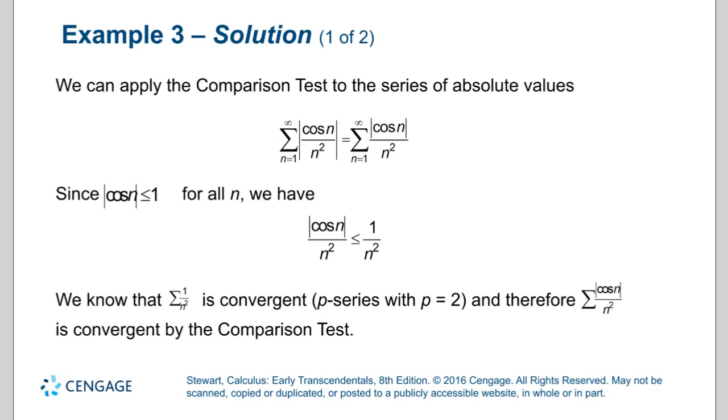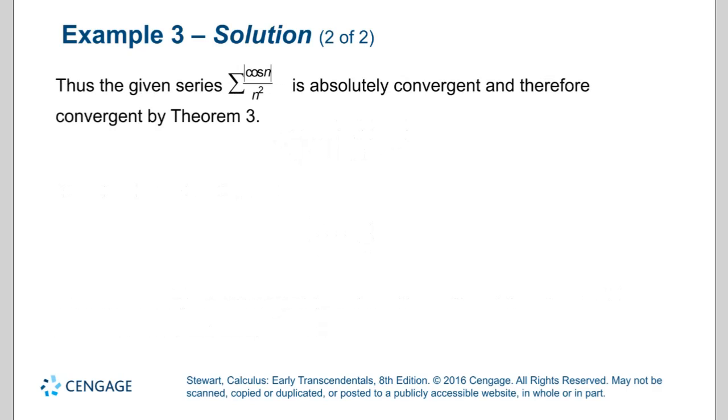Now, that's very important because 1 over n squared is a p-series with p equal to 2, therefore it's convergent. So because of the comparison test that we talked about before, I can say that the absolute series, the absolute value of cosine of n over n squared, is also convergent, because it is always less than 1 over n squared. Since the absolute value of it is convergent, that means the series is absolutely convergent, and therefore the original series is also convergent because of the absolute convergence theorem that we talked about.